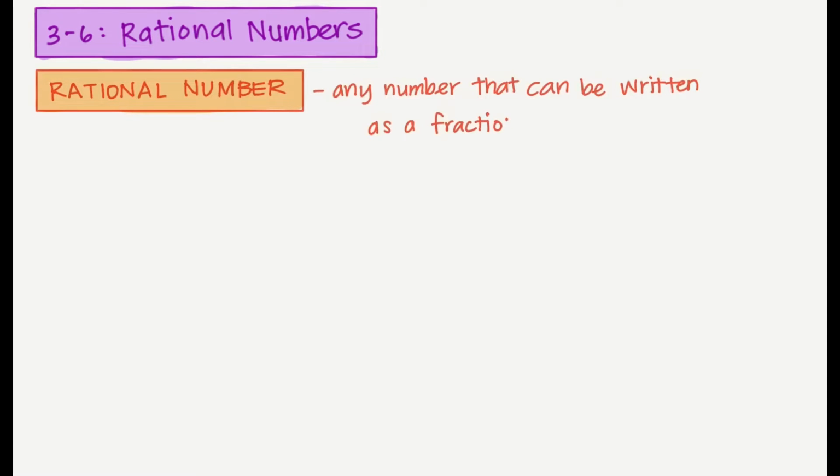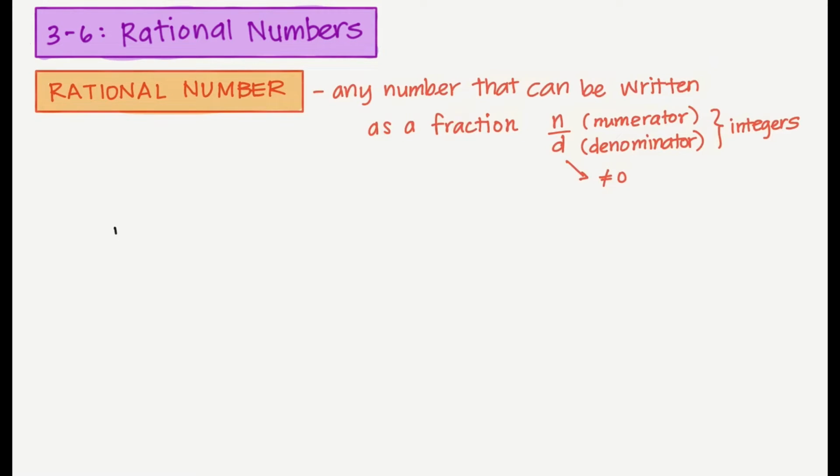Okay, and the fraction, we'll just call it n over d, where n we know is the numerator and d is the denominator. And both of those numbers are integers, like 1, 2, 3, 4, 5, or -1, -2, -3, it's any of those. But also d cannot equal 0, so the denominator can never equal 0.